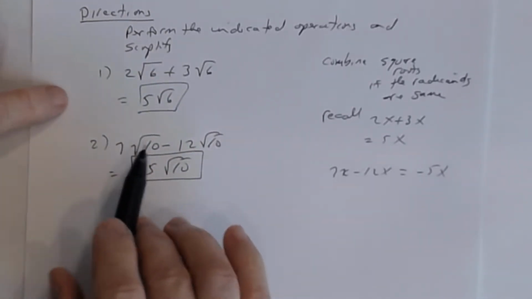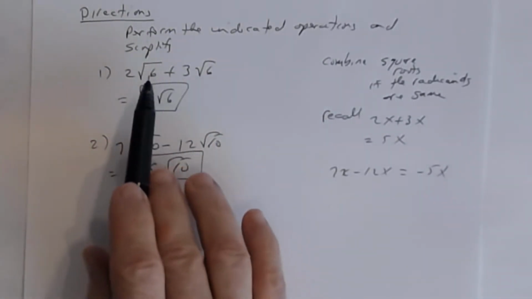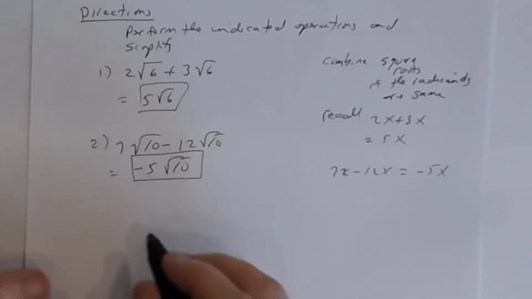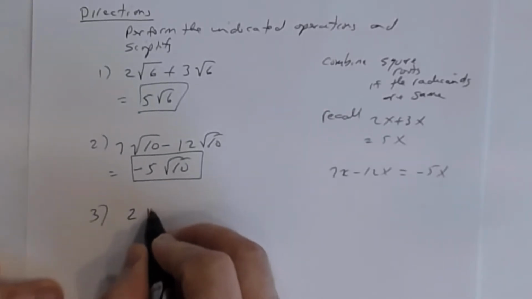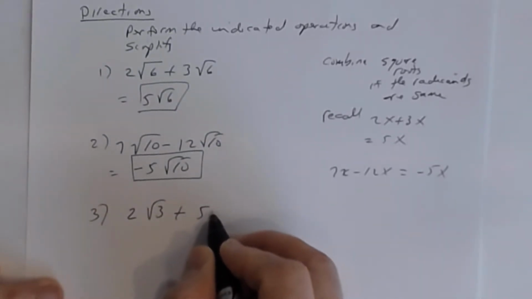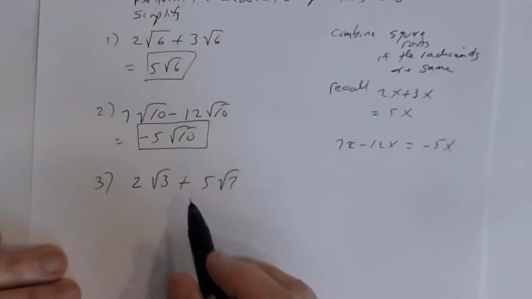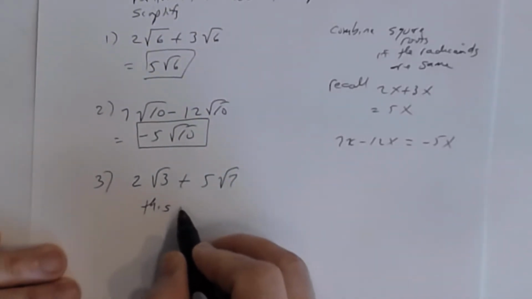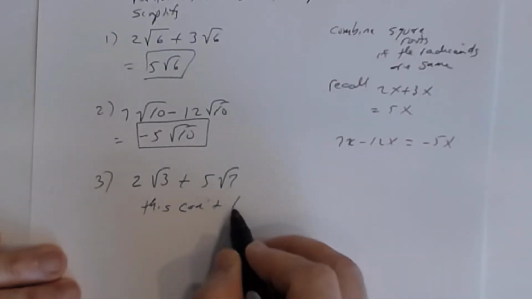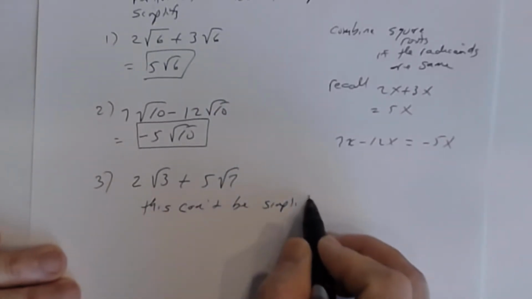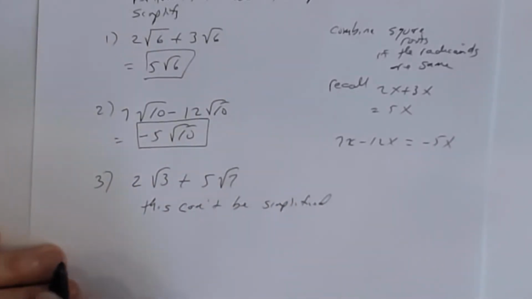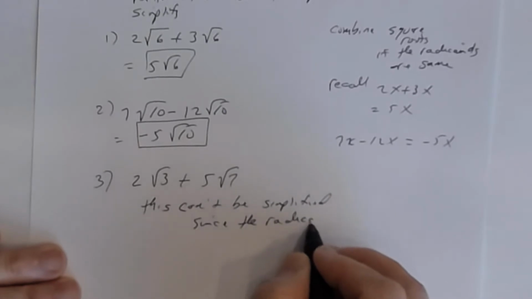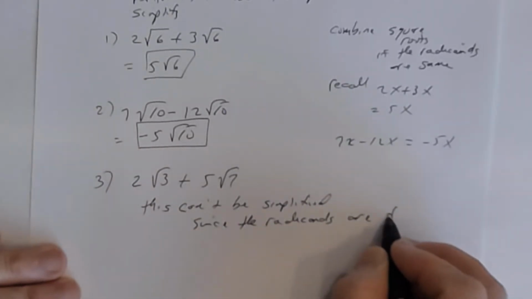So that's the idea in terms of combining square roots. You can only combine square roots if the radicands are the same. So if you had something like 2 square root of 3 plus 5 square root of, let's say, 7, you cannot combine those. So this cannot be simplified because the radicands are different. All right, so keep that in mind.